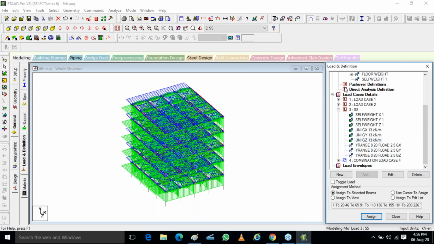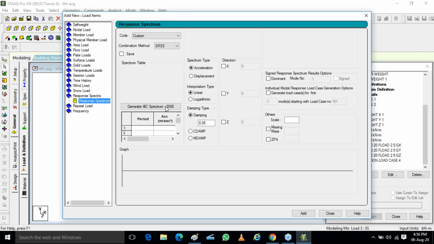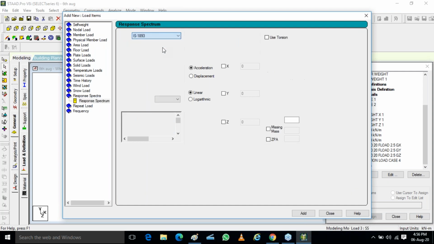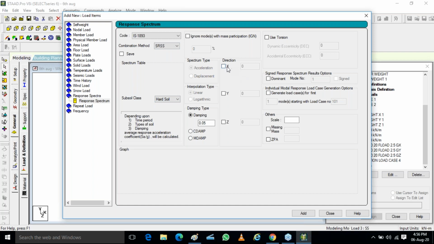Now I will define the seismic direction. Okay, seismic load for the response spectrum. I'll go to add, go to response spectrum, define all those things again. That is the only step I forgot, a very big step. 0.036 and 0.036. Okay, now I'll go to add, close, and now if I do the analysis, it will run.